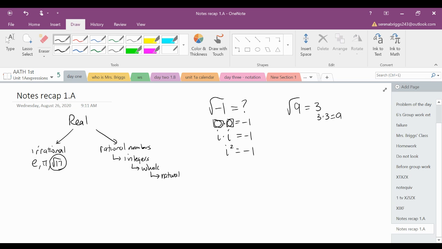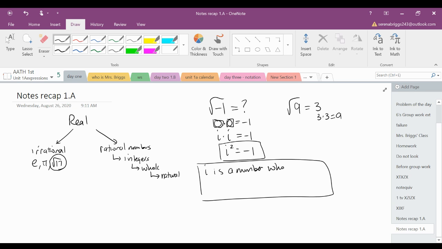I gave this number a name and I called it i. The definition of i is a number whose square is -1. Now, some people just like to remember that i is the same thing as the square root of -1. But you really have to remember both of these boxes: i squared is -1 and i is the square root of -1. And that's imaginary.